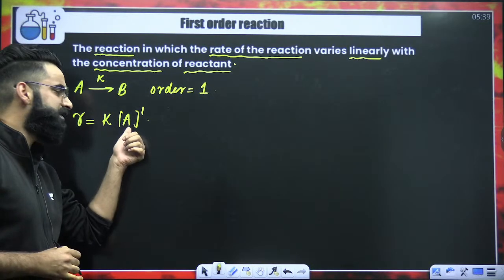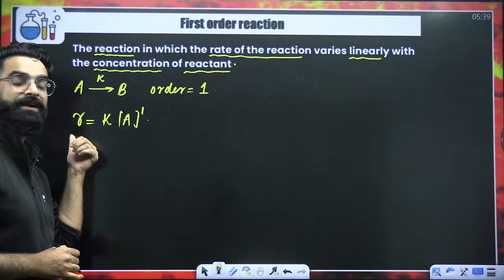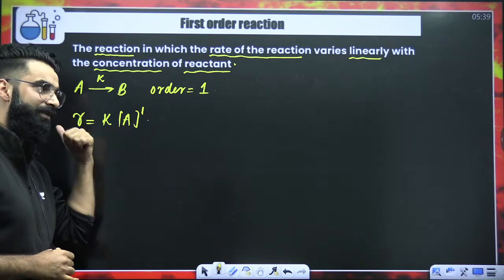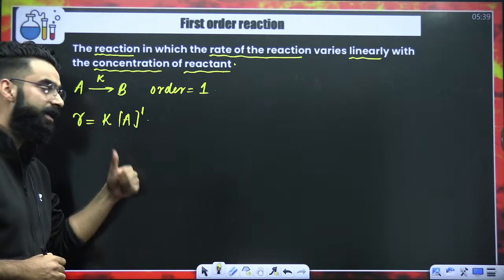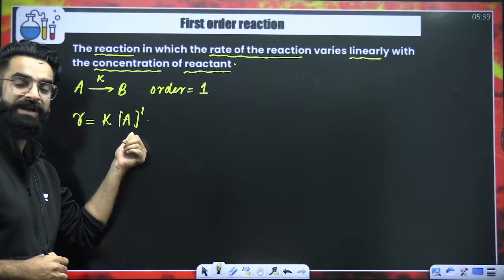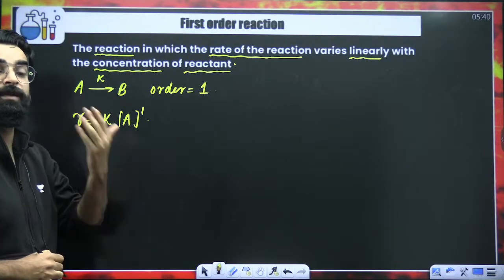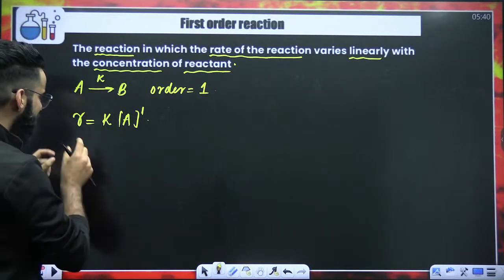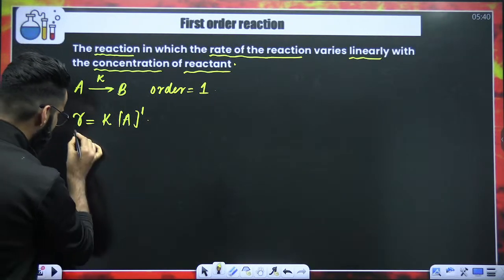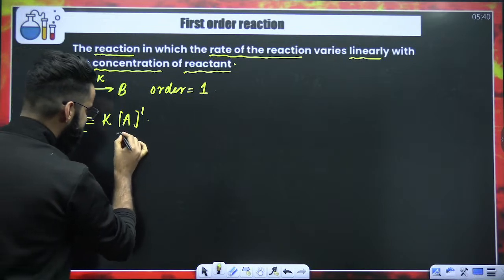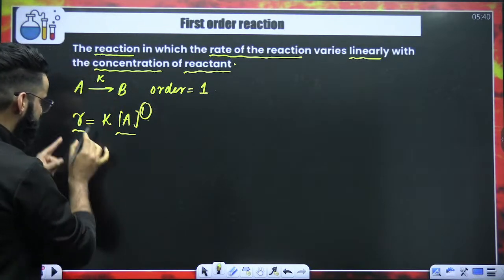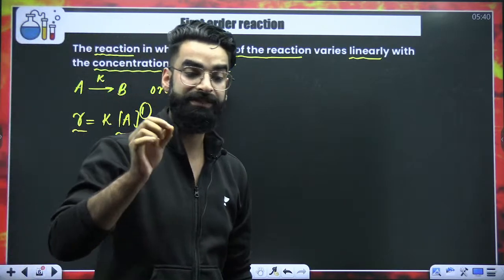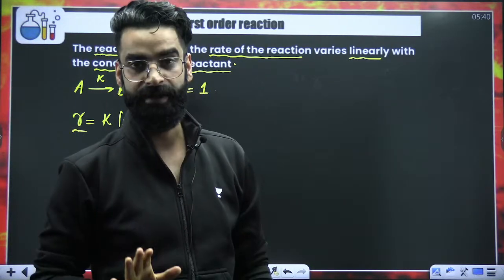If you double the concentration of A, the rate of the reaction automatically doubles. If you triple the concentration of A, the rate of reaction automatically triples. If you make the concentration of A 4 times, the rate of this particular reaction will become 4 times. Any such reaction in which the rate of the reaction varies linearly with the concentration of reactant, we call that particular reaction a first order reaction.